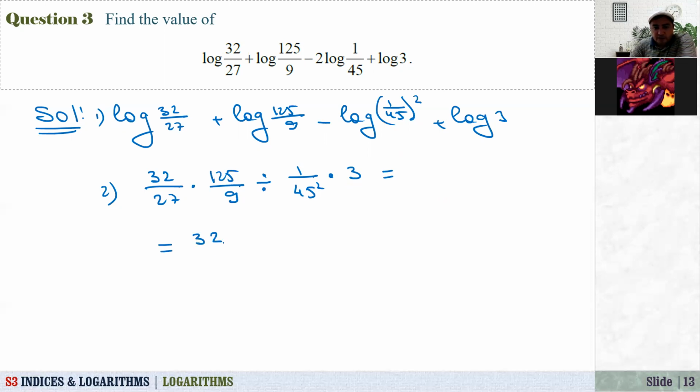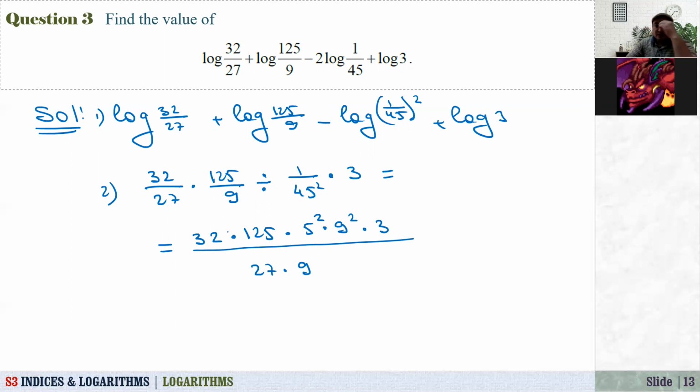32, okay. And the times, here we have 125, and times, what is 45 squared? It is 9 times 5 squared. So I can just write it as 5 squared times 9 squared. And also here we have 3. Over, in the denominator, here we have 27 times 9.